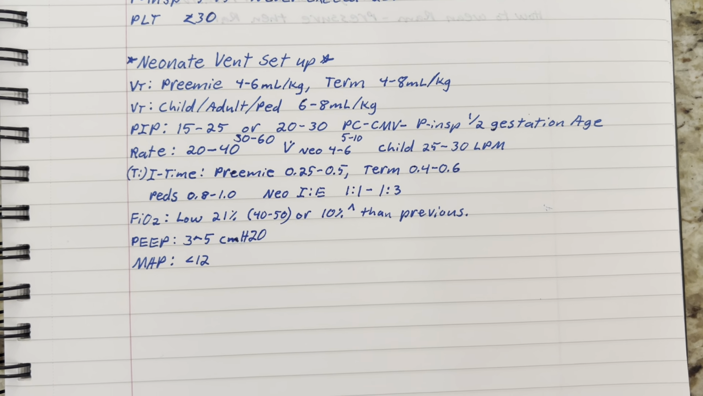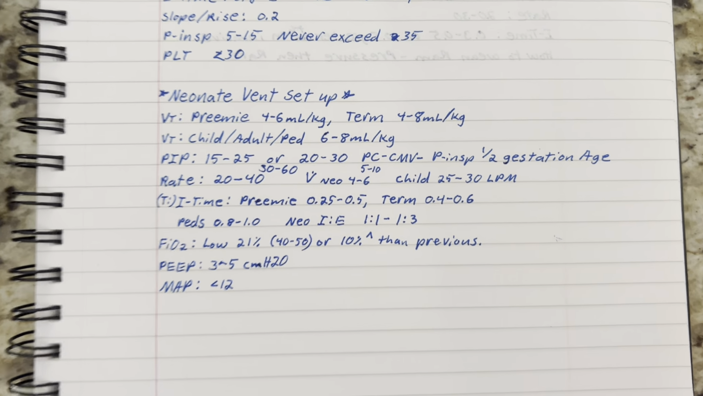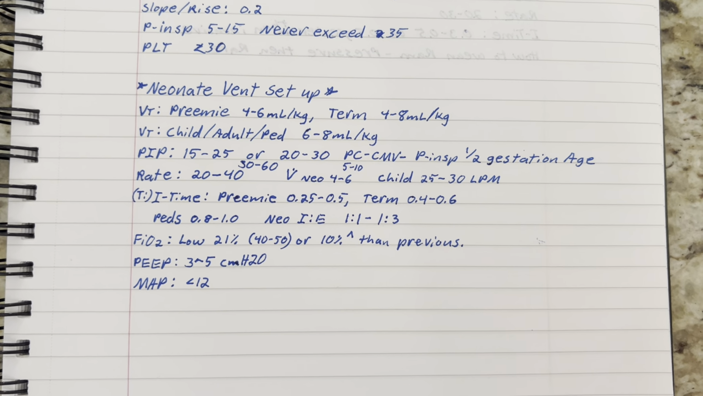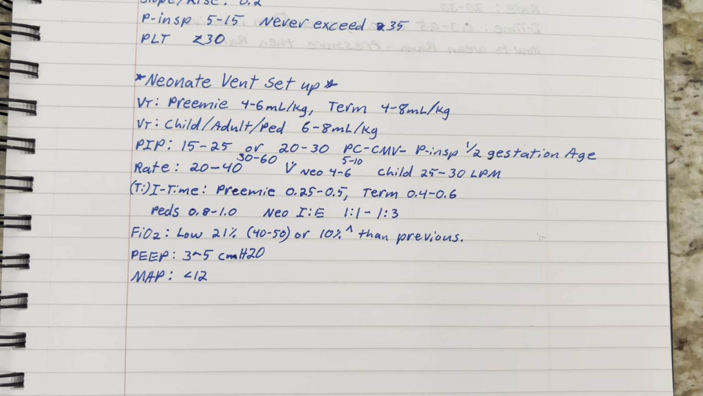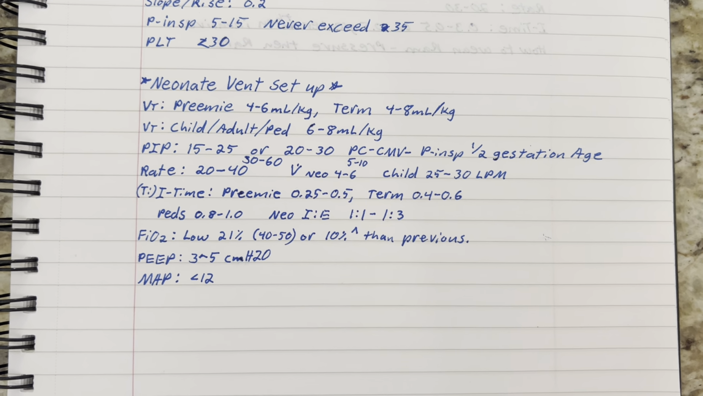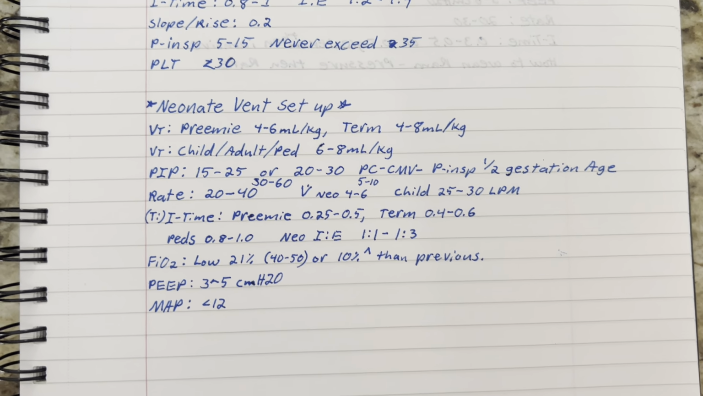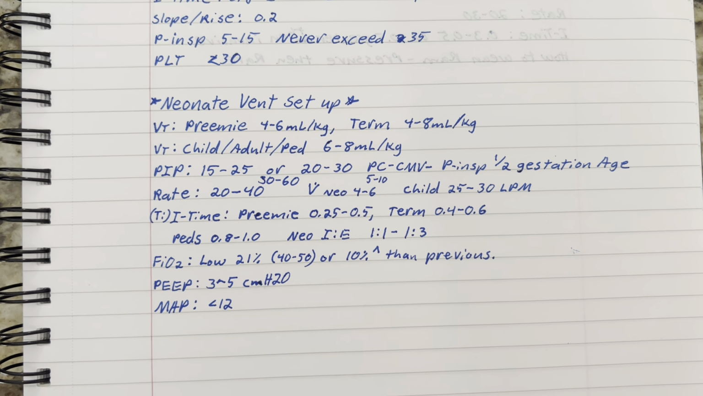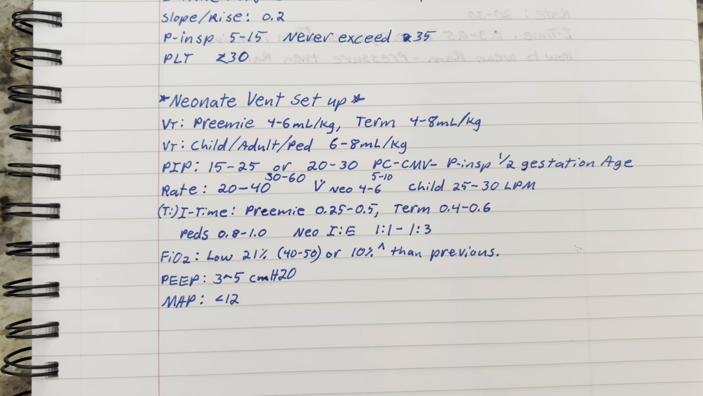FiO2 should be low, 21%. You want to go as low as you can, 40 to 50. I don't know if that's right, but at least 21% or 10% greater than previous, because you don't want the baby to get oxygen toxicity or retinopathy of prematurity with too high of oxygen.